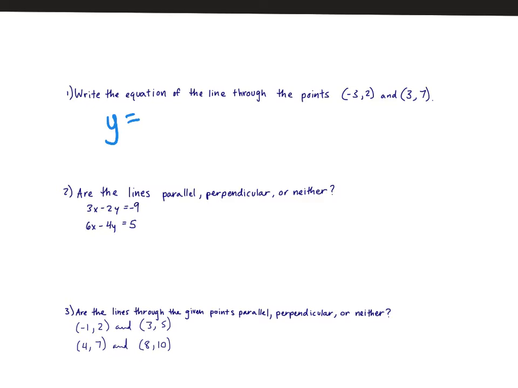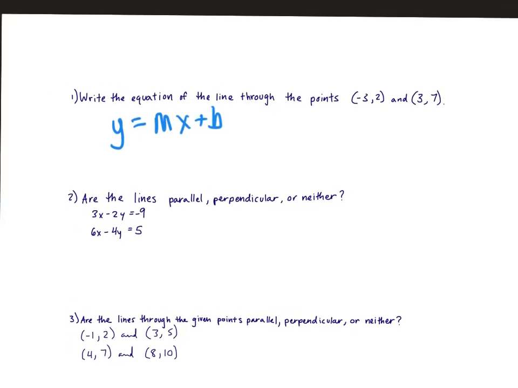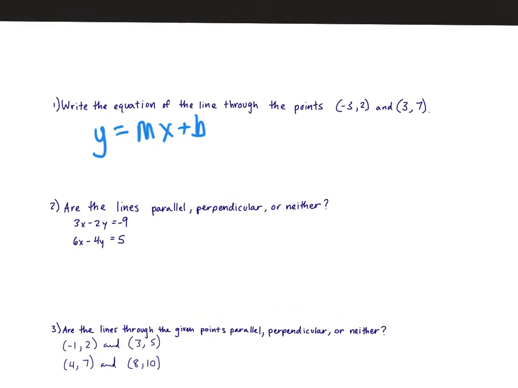They're going to ask you for the equation of the line, and we're going to write it in slope-intercept form. Now, you can put this into point-slope form and then manipulate it to be y equals mx plus b, or you can just go right into y equals mx plus b. So first I'm going to find the slope between these two points. I have the point negative 3, 2, and the point positive 3, 7.